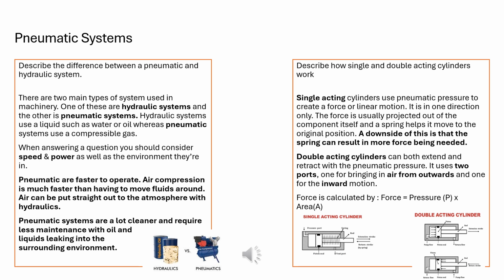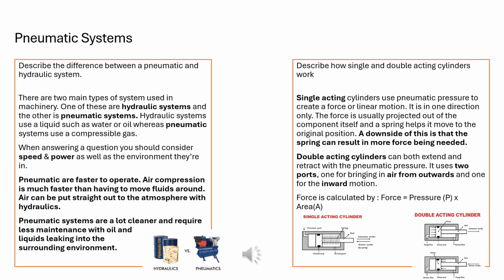Now, the other thing you need to be able to describe is how single and double acting cylinders work. Single acting cylinders use pneumatic pressure to create a force or linear motion. This will be done in one direction only. The force is usually projected out of the component itself, and a spring helps to move it back into position. So the force is a single acting force of air, if you like. The downside of this is that sometimes the spring can result in more force than you actually need, depending on how strong that spring is.